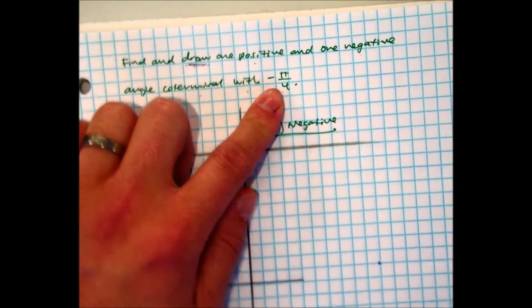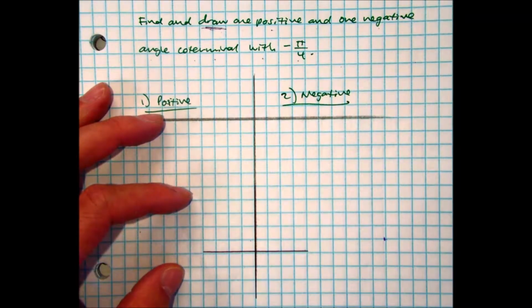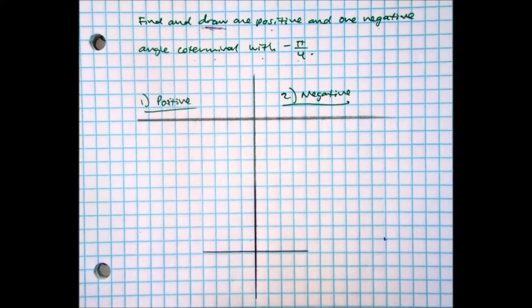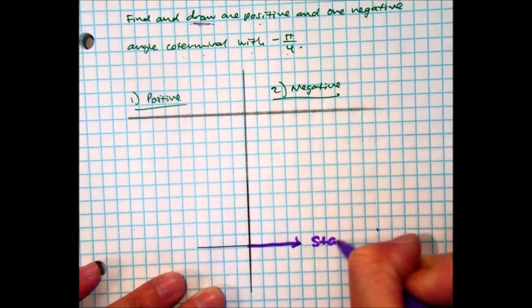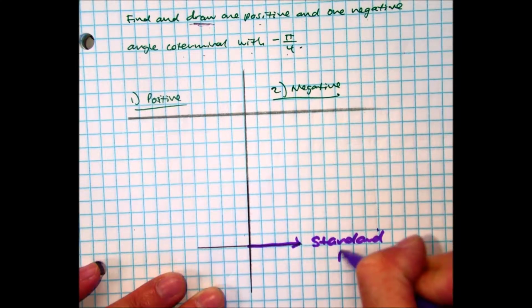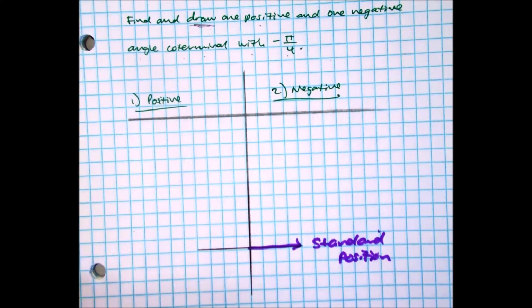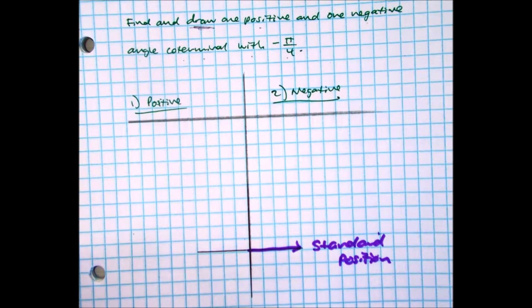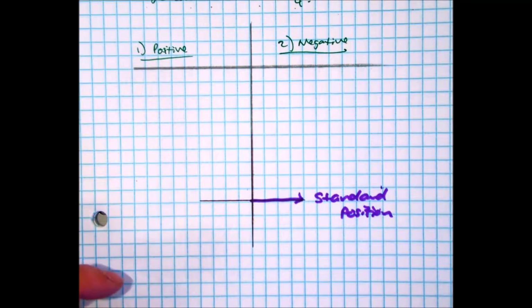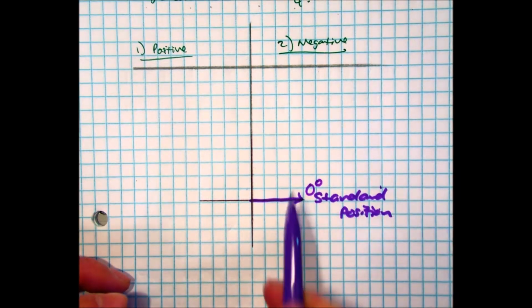If you made a prediction of negative pi over 4, you would have gone to the 4th quadrant. Everyone say standard position. Standard position. You always start here in standard position. And to go positive degrees, we go which direction, class? Counterclockwise.